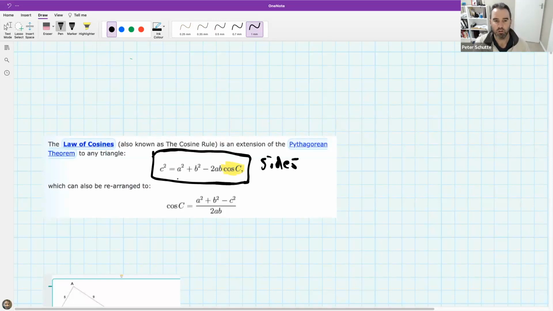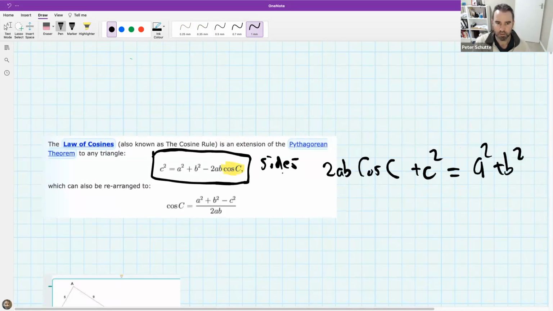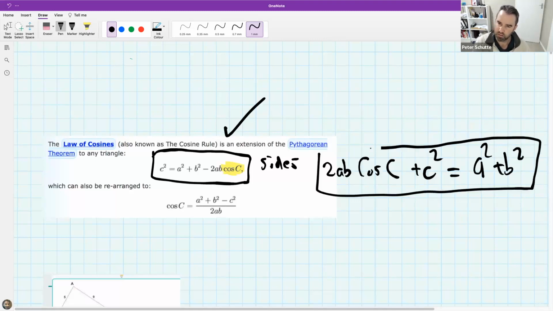So what we do is we rewrite it in a way that makes our life easy. The first thing I'm going to do is move the minus 2ab cos C to the other side, and I'm going to get 2ab cos C plus c squared equals a squared plus b squared. So I've just moved this one around and got this. Give me a thumbs up if you understand that first manipulation I did.